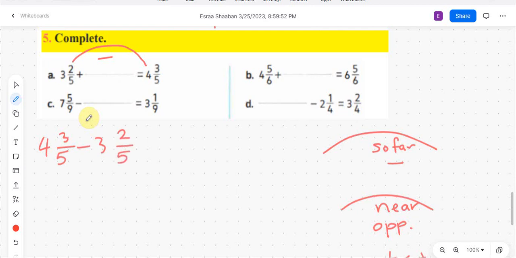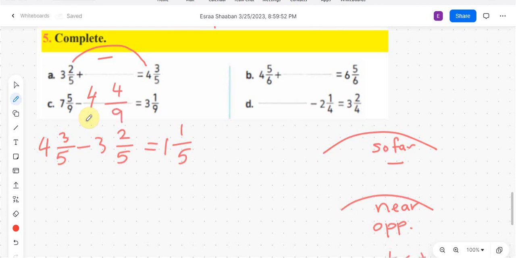Okay? First, at the subtraction, check the fraction first. 3 minus 2, it works. So let's start. 4 minus 3, 1. 3 minus 2, 1 over 5. So the answer is 1 and 1 over 5. Okay? And here also we will subtract 7 and 5 over 9 minus 3 and 1 over 9 because this is far. Check the fraction. 5 minus 1, it works. So let's start. 7 minus 3, 4. 5 minus 1 equals 4 over 9.